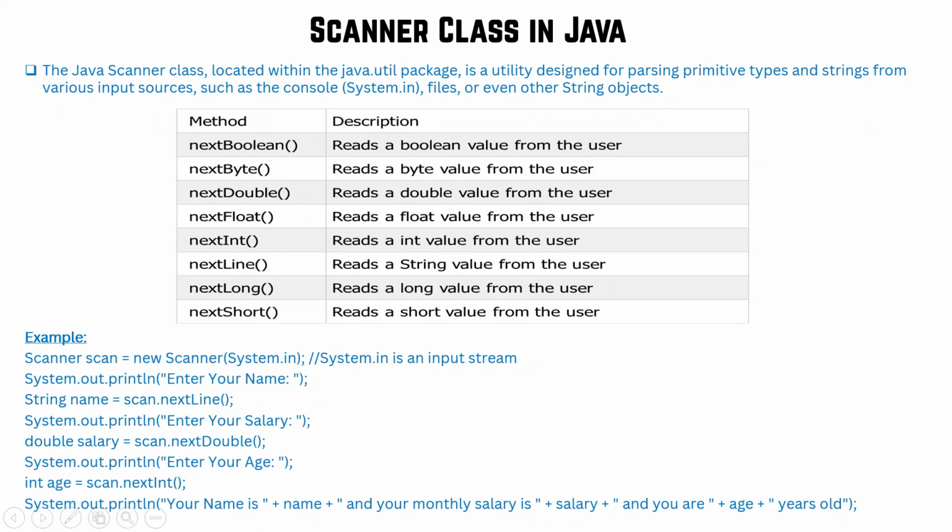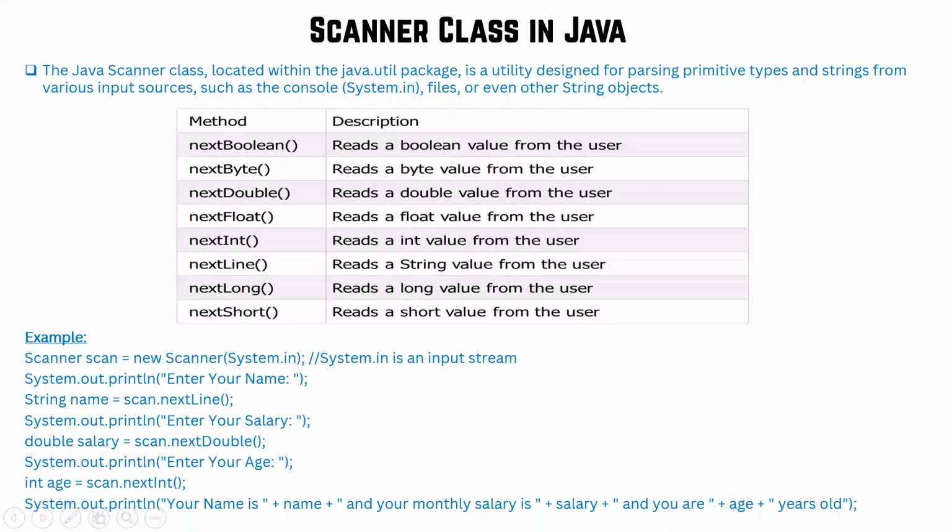Double: nextDouble, byte: nextByte, float: nextFloat method. In case you want to deal with some integer value, you need to call that nextInt method. In case you want to deal with some string, you need to call that nextLine method. In case you want to deal with some long data type, you need to call the nextLong method. Similarly short, you can call the nextShort method.